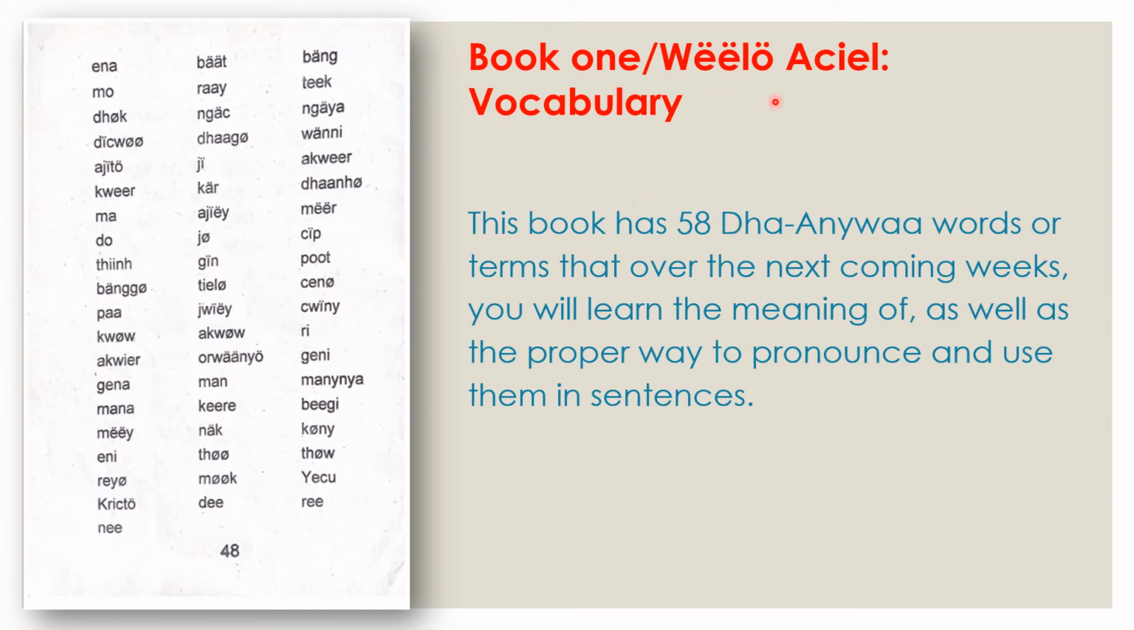Book 1, Wëëlö Aciel, Vocabulary. This book has 58 Dha-Anywaa words or terms that over the next coming weeks you will learn the meaning of, as well as the proper way to pronounce and use them in sentences.